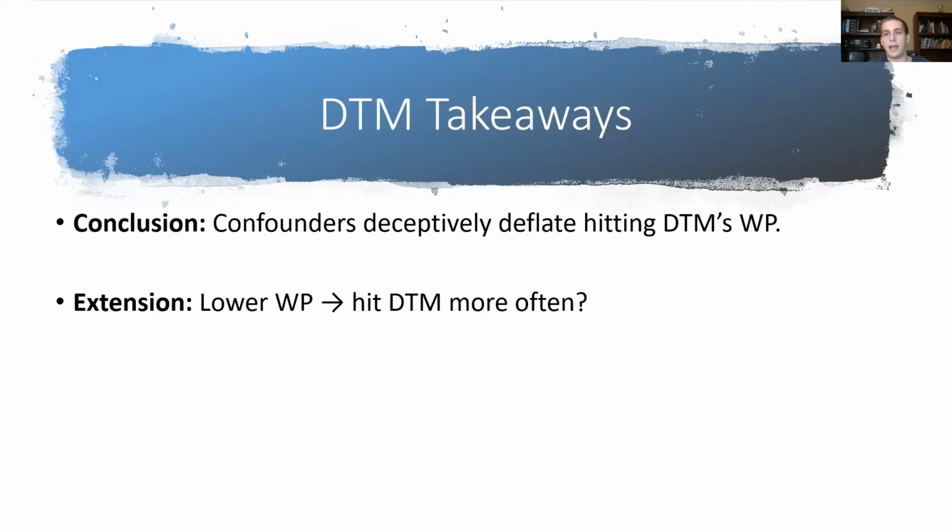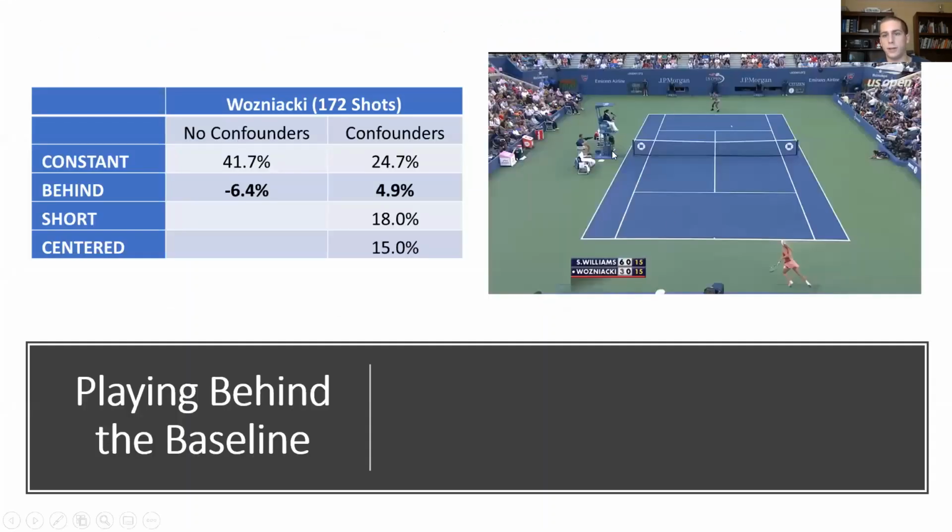So could we have a match, and again it's not this one, where you have a lower win probability when you hit down the middle, and yet you should actually hit down the middle more often? It can happen, because just because you have a lower win probability when you hit down the middle doesn't necessarily mean that hitting down the middle is a bad tactic, that you should do it less often. And now, this is one specific match.